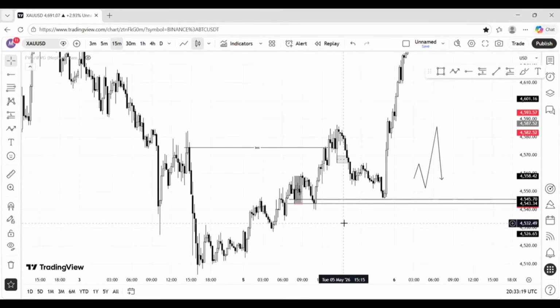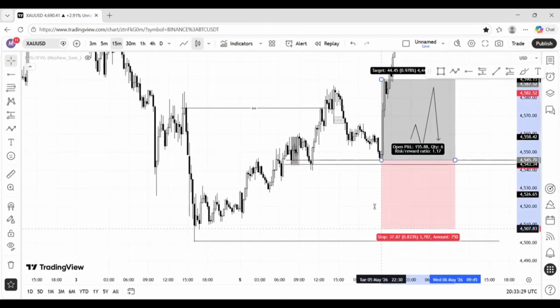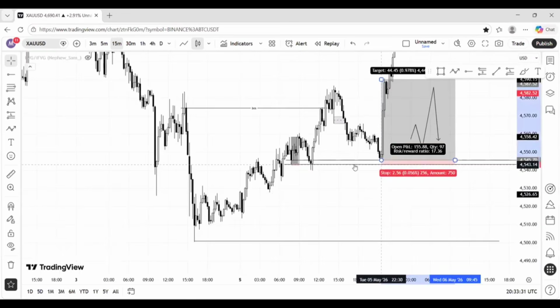I'm going to show you how I also take my sells. So this is for a buy. So I was expecting the market now to come to this point. I was expecting the market to come to this point. Then my SL is below the wick of the shoulder level.